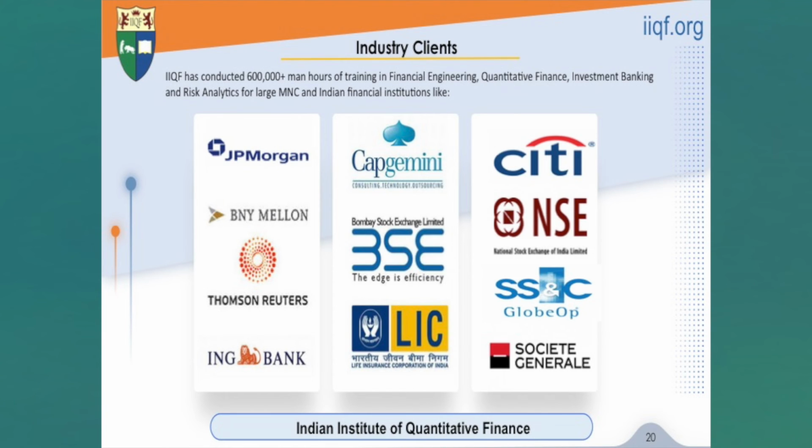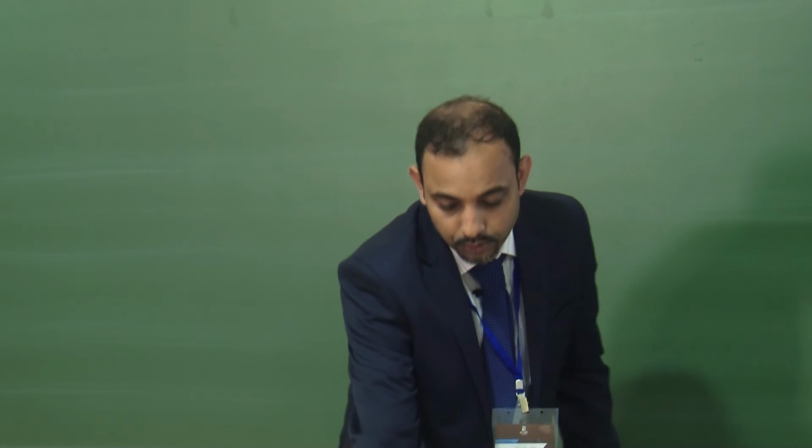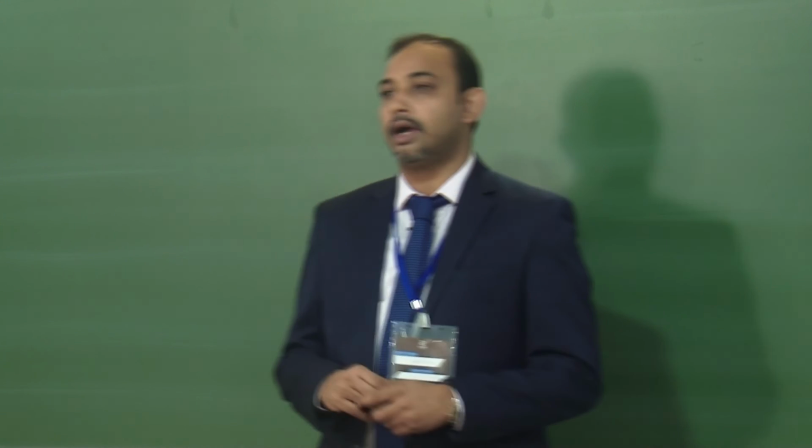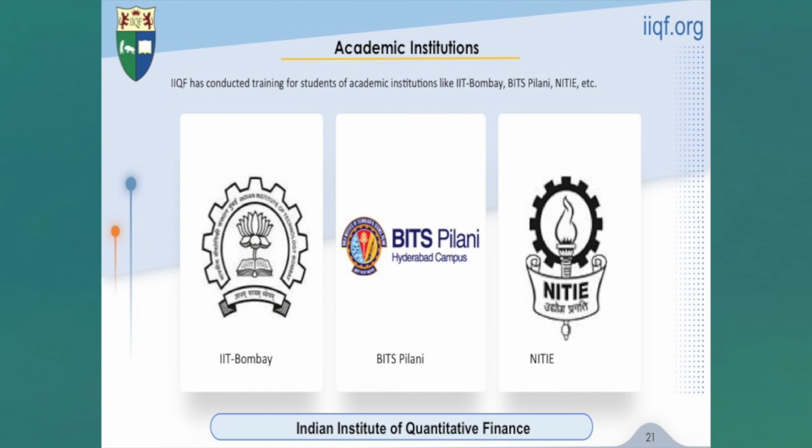This is a small list from more than a decade of our existence, where we have associated with a lot of companies. This is just a small list of people we have worked with: JP Morgan, Capgemini, Citibank, BNY Mellon, Thomson Reuters, the Indian houses like BSE, NSE, LIC, also forming the risk management team, ING, Societe Generale, to name a few. We have worked with academic institutions as well. We have conducted workshops for your institute earlier. We have collaborated with BITS Pilani, NITIE, to name a few. There are more actually; this is just an illustrative list.